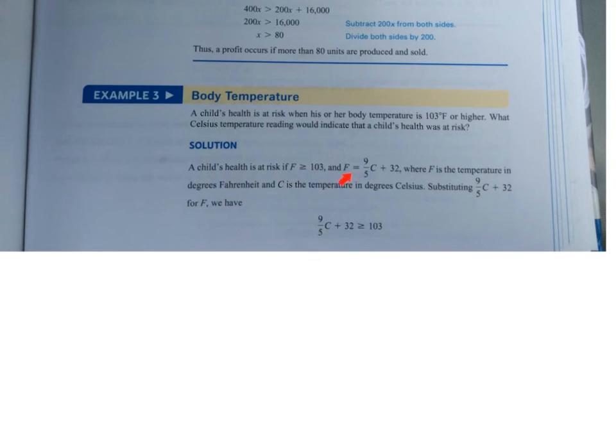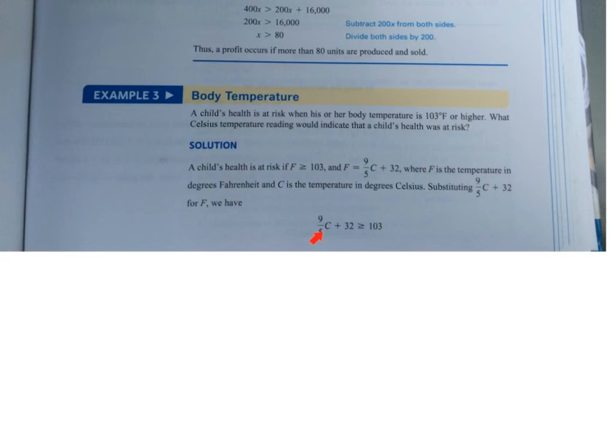So here is the formula. Fahrenheit equals 9 over 5 C plus 32, where F is the temperature in Fahrenheit, C is the temperature in degrees Celsius. Sorry, I'm talking so fast. So instead of using F, where Fahrenheit is greater than 103, we're going to use this formula. We're going to say, when is this greater than or equal to 103, because it says temperature is 103 or higher.